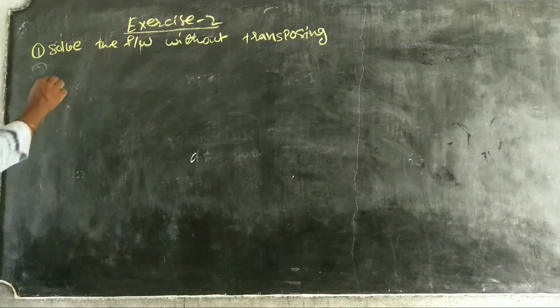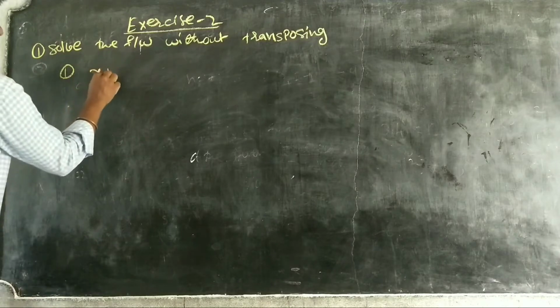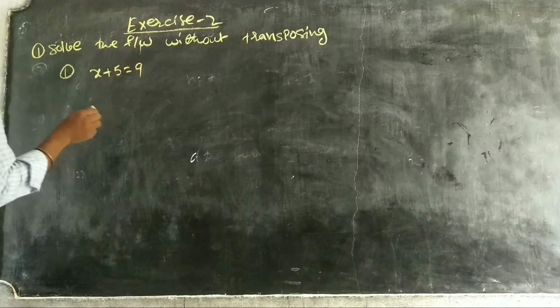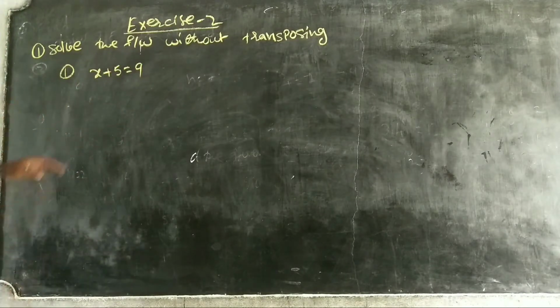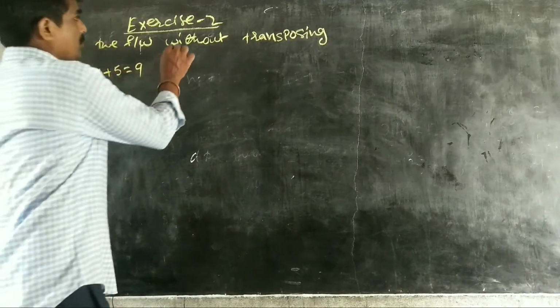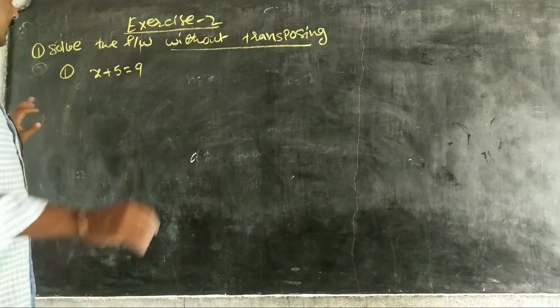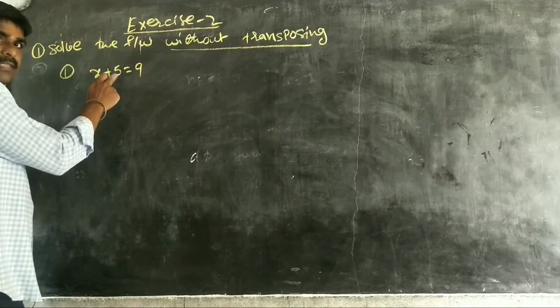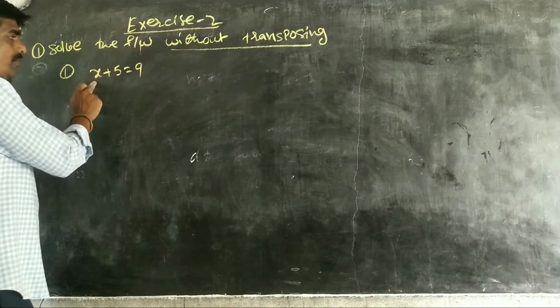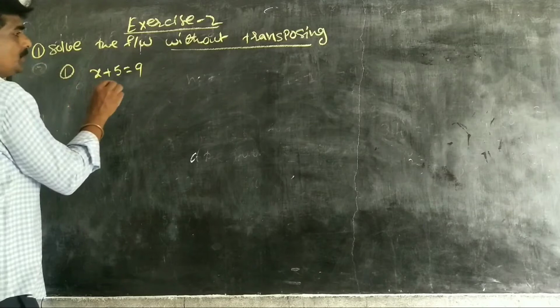It is simply given in the problem. x plus 5 is equal to 9. We have to find the value of x without transposing. Here we have 5. So I want to find the value of x. At that time, what do I have to do?